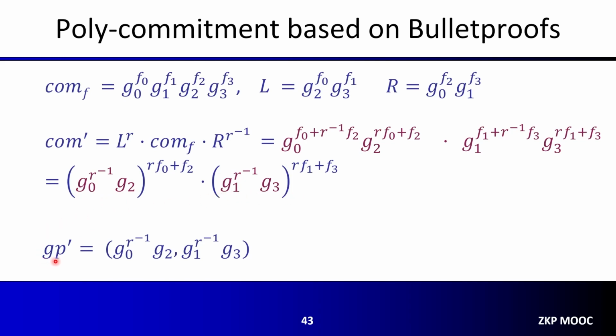So we have to update these global parameters as G0 to the R inverse times G2, and G1 to the R inverse times G3, and combine them together. So in this way, we have new global parameters, or a new set of bases of only half of the size. And this com prime is exactly the commitment of this new polynomial using this new basis. So that solves the problem of establishing a connection from the old commitment to a new commitment with the help of these two values L and R.